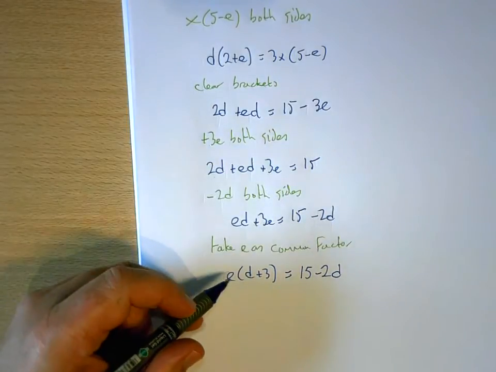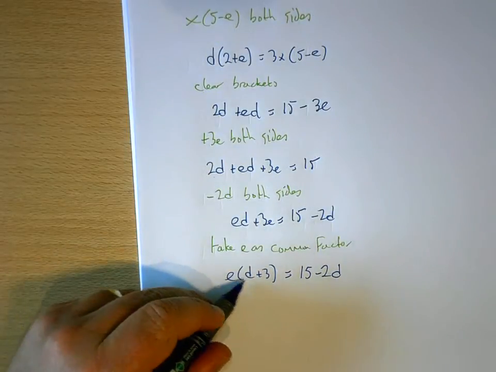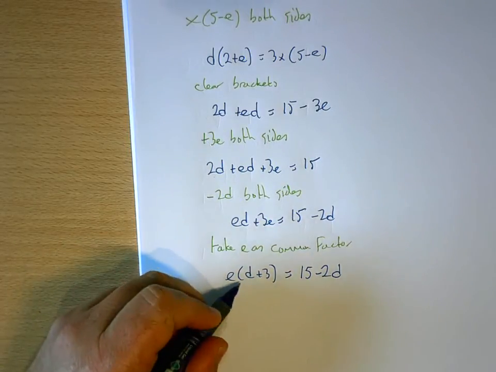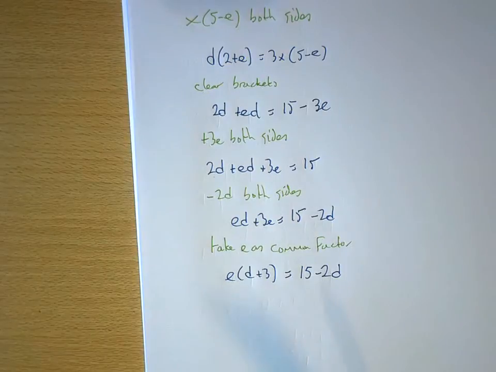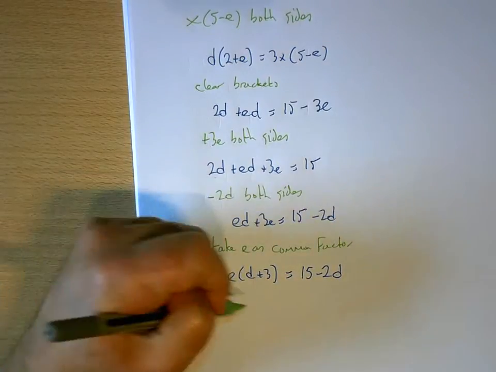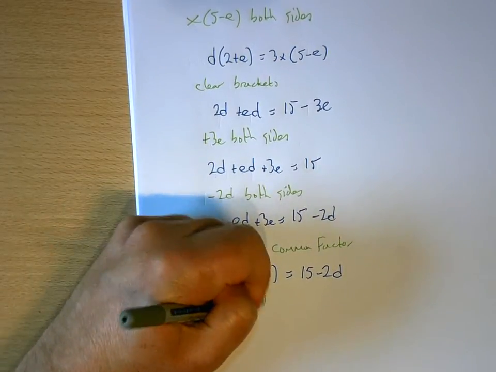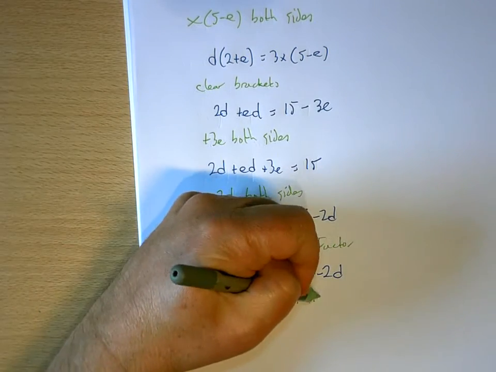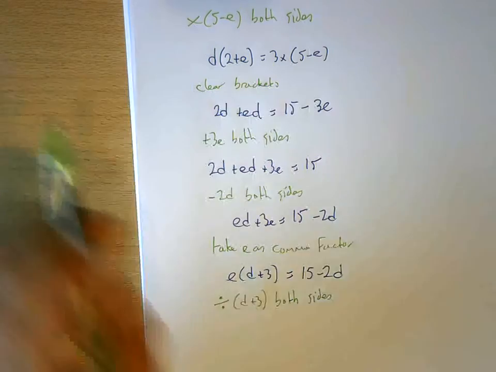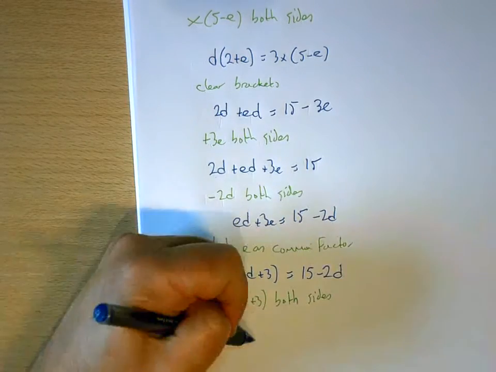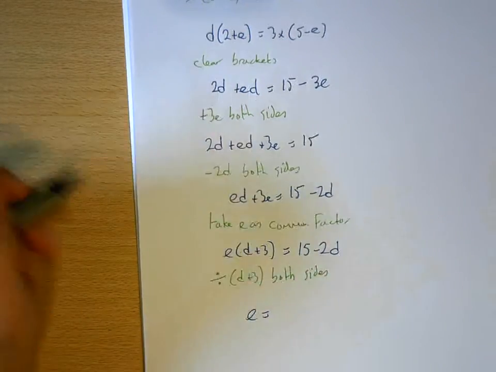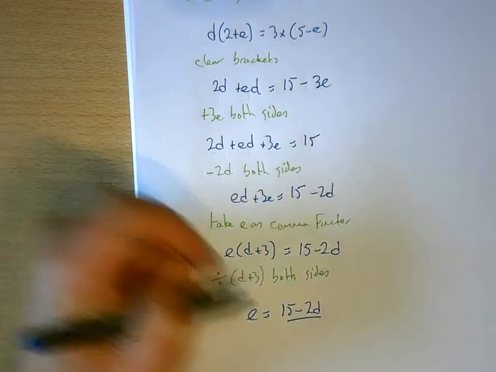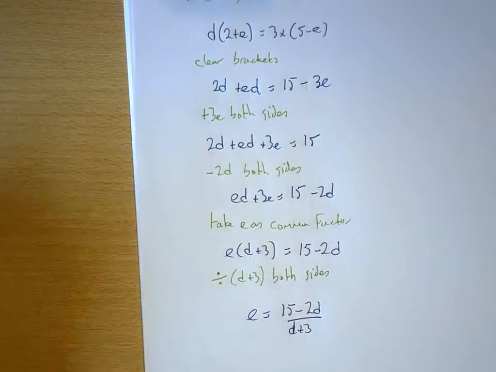Now the E is joined to the brackets by a multiply, so to get the E on its own I have to divide by the bracket. Do it to one side, you've got to do it to the other as well. Leaves E on this side, and on the other side 15 take 2D divided by D plus 3.